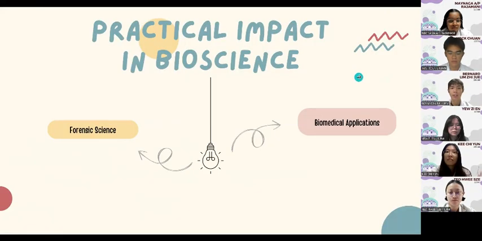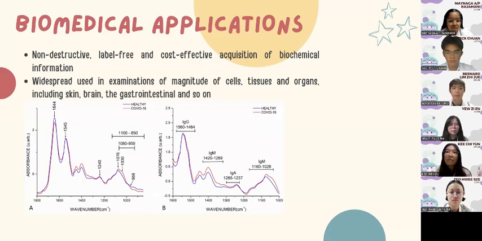Next, I'm going to share some practical impacts of IR spectroscopy in the bioscience field, which include biomedical application and the forensic science field. First, IR spectroscopy is used in bioanalytical application. It is due to the non-destructive, label-free, and cost-effective way of acquiring biochemical information. So IR spectroscopy is now widely used in the examination of many cells, tissues, and organs. An example is the examination of serum for healthy persons and COVID-19 patients.